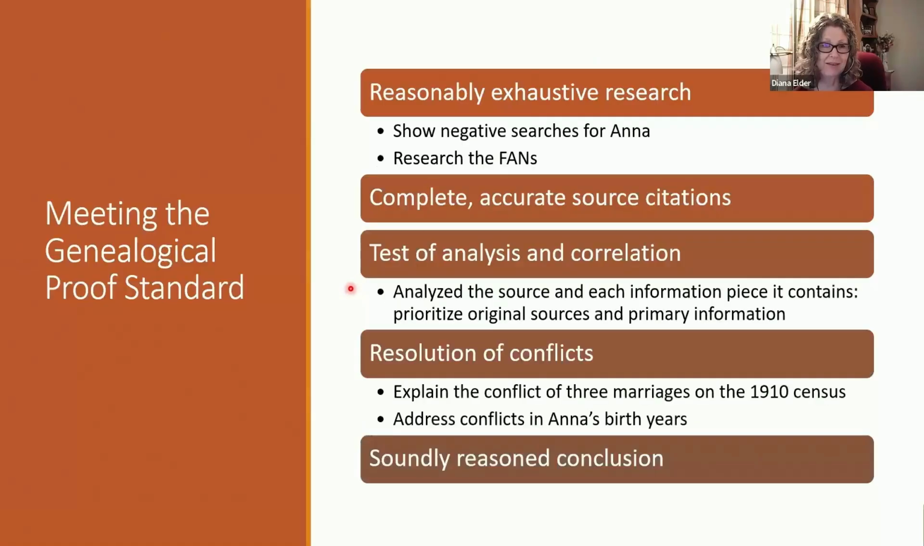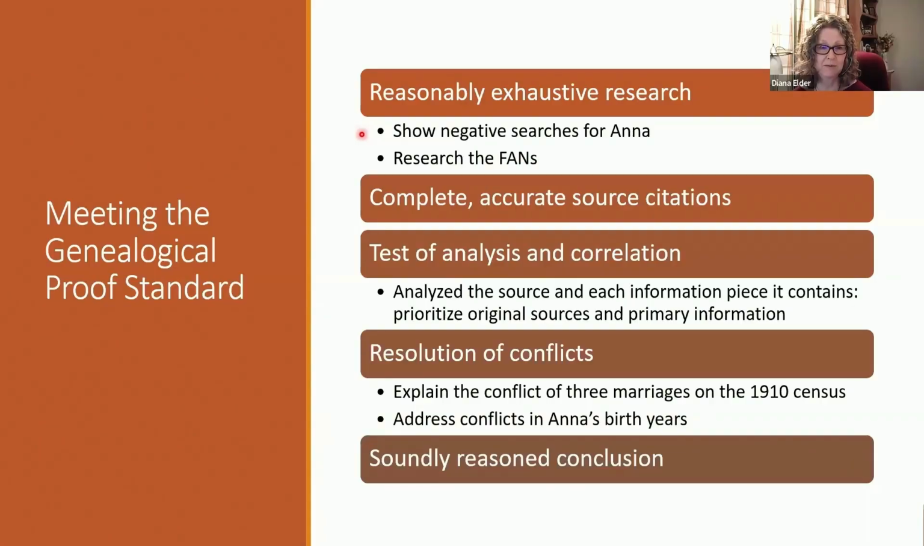So have we met the genealogical proof standard with this case? To write this up as a case study, we'd have some things that we would need to do. One would be to show negative searches for Anna. So if we can't find the marriage record for her with Lars, we can't find her death record, we can't find a death certificate. If there are different things we could have done that could have helped us with this case, we would need to do those. And then if they're negative, show negative.